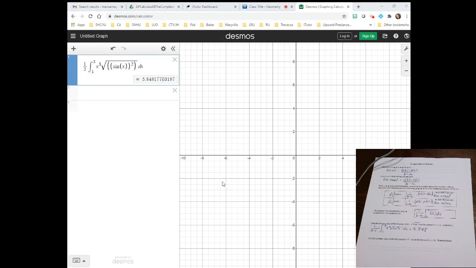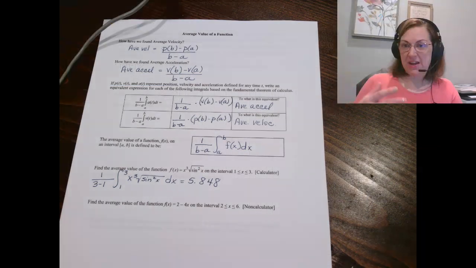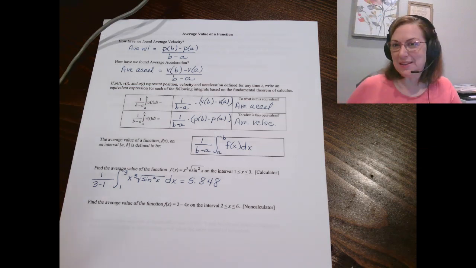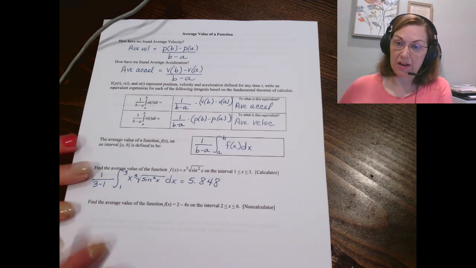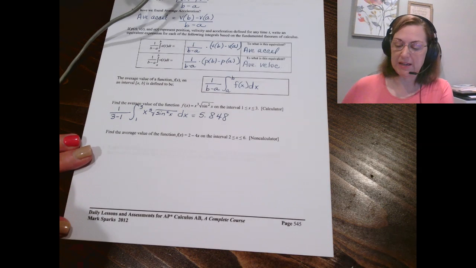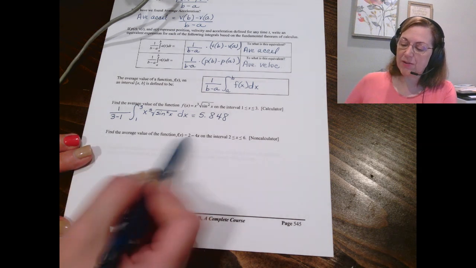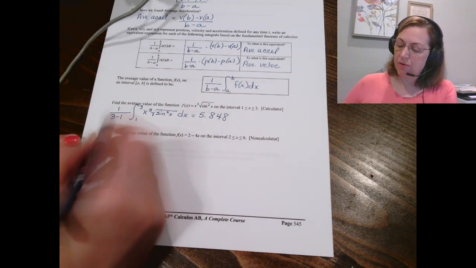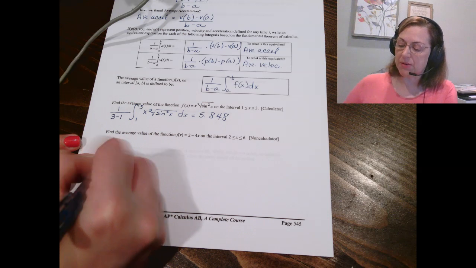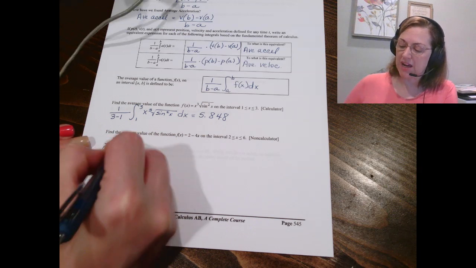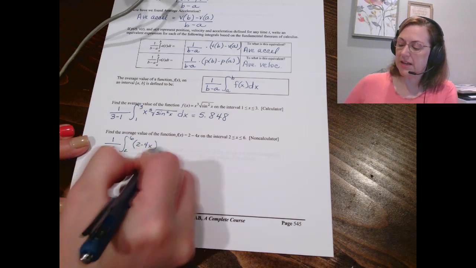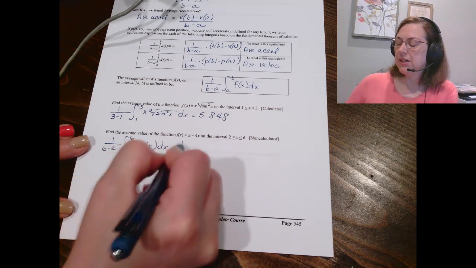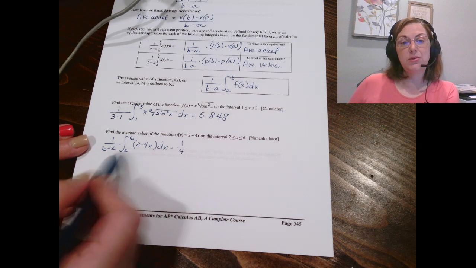Now, pretty simple when we're looking to find the average value. We can definitely use fnInt, or we can also use a calculator to find the integral. But let's do it also a non-calculator way, just in case this might show up on the non-calculator part of the AP exam. So if we're finding the average value of this function from 2 to 6, we'd have 1 over 6 minus 2, integral from 2 to 6 of 2 minus 4x dx. That would give me 1/4. Then let's do the antiderivative.